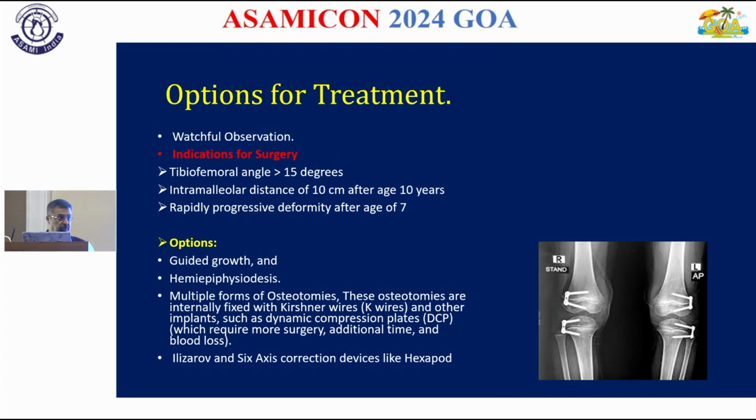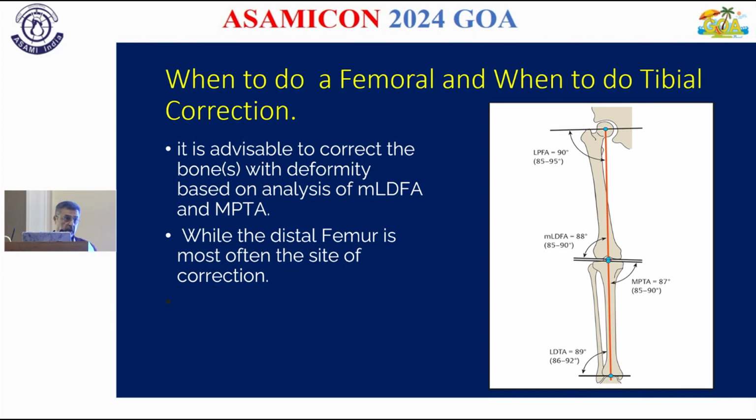There are various options of treatment, and the first one is watchful observation if the child or the patient is coming at a younger age to us. The indications for surgery are if the tibiofemoral angle is more than 15 degrees and the intermalleolar distance is more than 10 centimeters, and there is a rapid progression of the deformity after the age of 7 years. You have guided growth, hemiepiphysiodesis, and various forms of osteotomies like closed wedge, open wedge osteotomies, or a dome osteotomy, which are fixed with K-wires or DCPs, and we definitely have Ilizarov and 6-axis frames like hexapod support in our hands to do the fixations or correct these deformities.